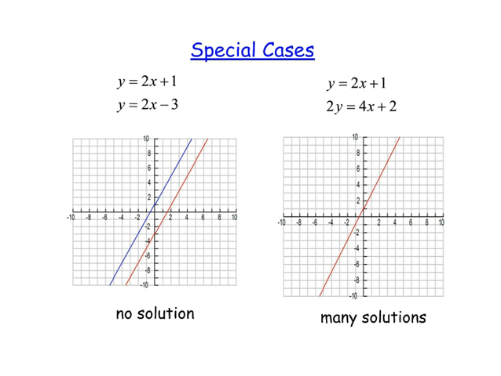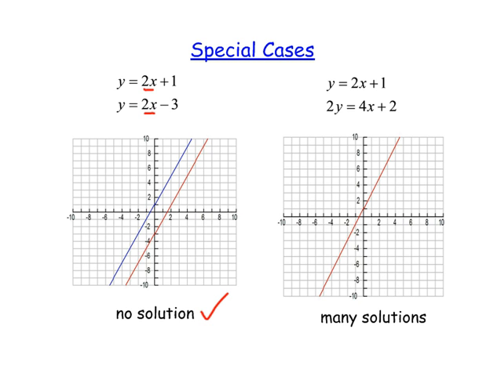Now we have two special cases. In these first two lines, you'll see that they have the same slope, which means they're parallel. We know that parallel lines don't intersect. So if you're looking for the solution, which is where they intersect, and they don't intersect, then that's a problem that has no solution. So your answer would just be no solution.